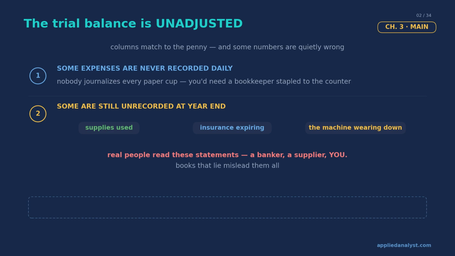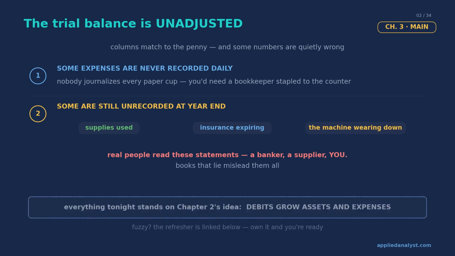Quick reassurance before we start. Everything tonight stands on one old idea from Chapter 2. Debits grow assets and expenses. If that's fuzzy, the refresher is linked below. If you own it, you're ready.